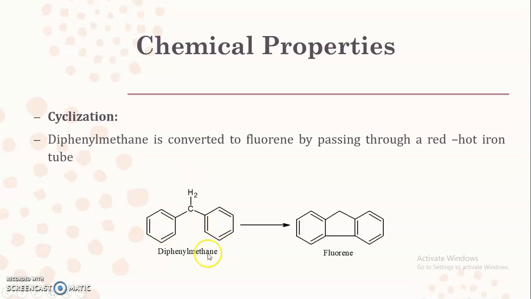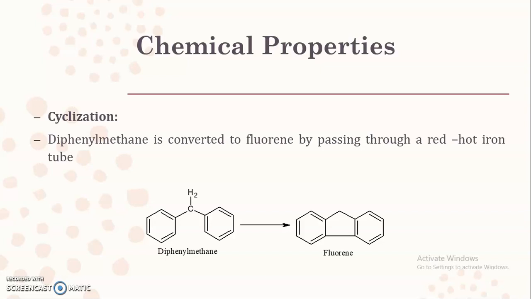So when diphenylmethane is heated in a red hot iron tube, it leads to the loss of a hydrogen molecule, and a new ring is formed, and that's why this reaction is known as the cyclization reaction. So these are the various chemical reactions shown by diphenylmethane. The first chemical reaction we have seen is nitration, and the second is halogenation or chlorination, where both these reactions we can consider as electrophilic substitution reactions.